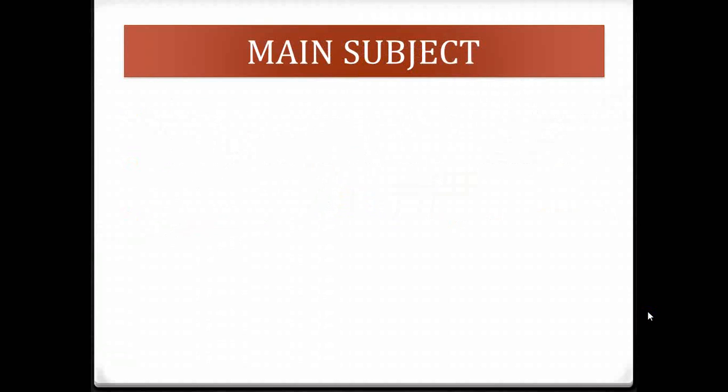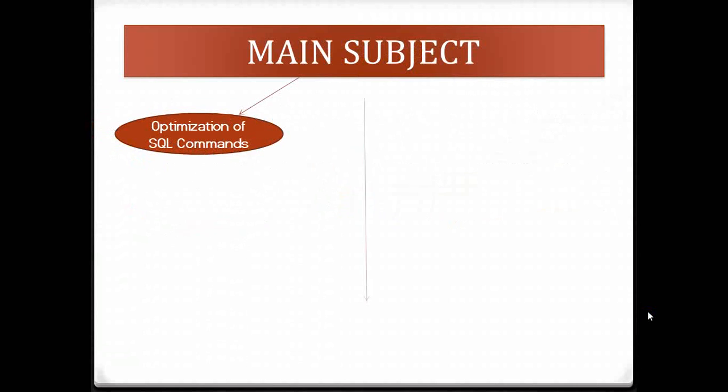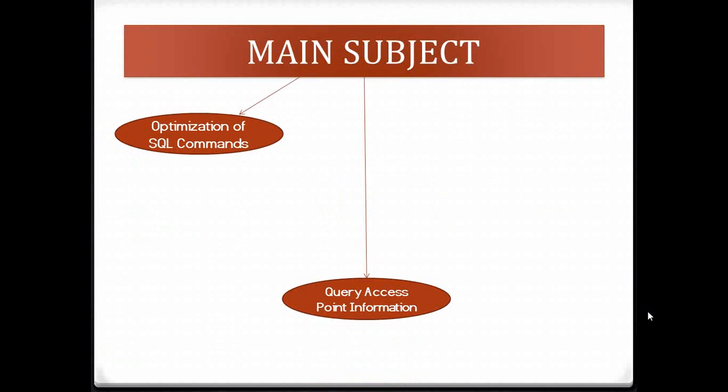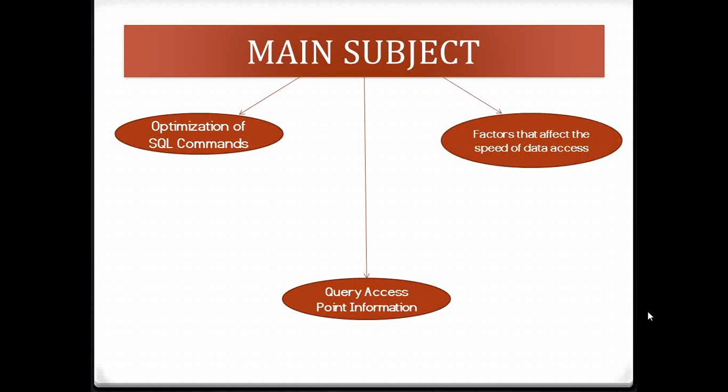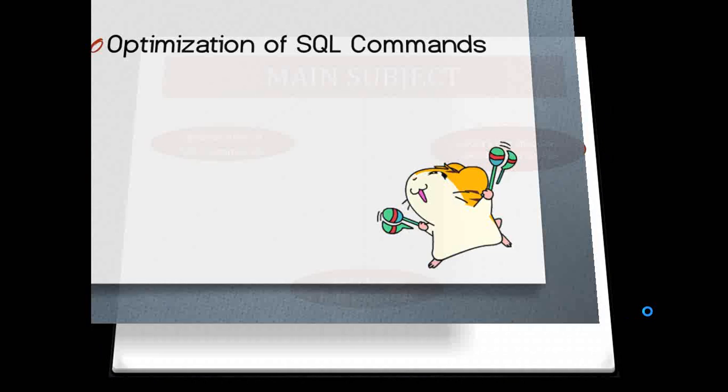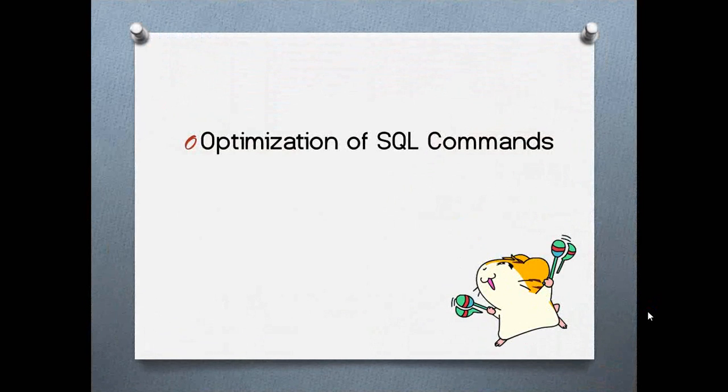Main subject. We have these topics. The first subject is optimization of SQL commands. Two is query access point information. And the last is factors that affect the speed of data access. So these three subjects will be our concentration. So let's go to the lesson. First subject, optimization of SQL commands.